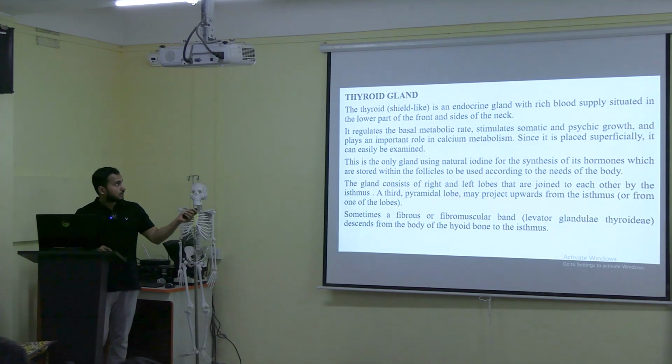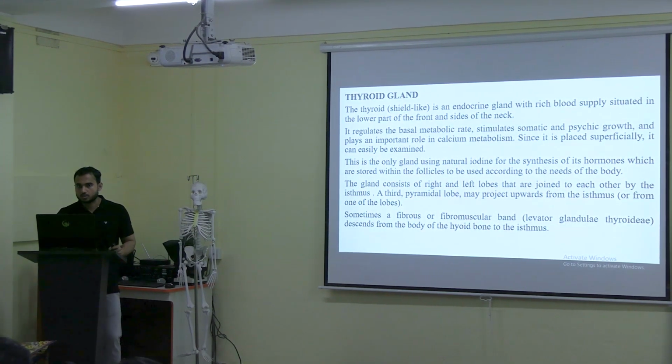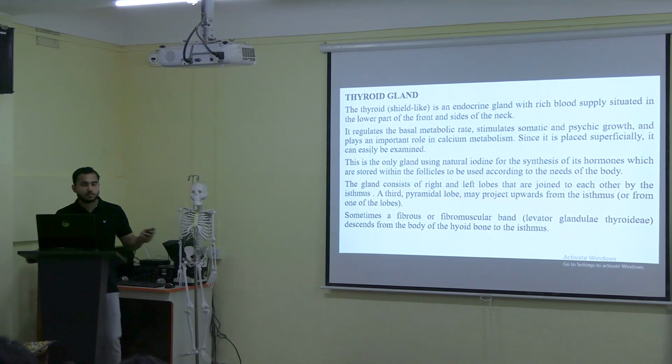Now, the thyroid gland is having two lateral lobes connected by the isthmus. That is the structure of the thyroid gland. Sometimes an additional lobe is extending upwards from the isthmus. It is called pyramidal lobe. And from the isthmus, a fibromuscular band is extending up to the hyoid bone. It is called levator glanduli thyroidea.